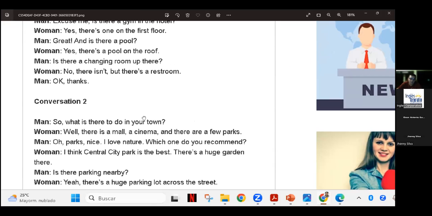Continuamos con la dos. Conversation number two, continue. Okay, so what is there to do in your town? Well, there is a small cinema, and there are a few parks. Oh, parks, nice. I love nature. Which one do you recommend? I think Central City Park is the best. There's a huge garden too. Is there parking nearby? Yeah, there's a huge parking lot across the street.